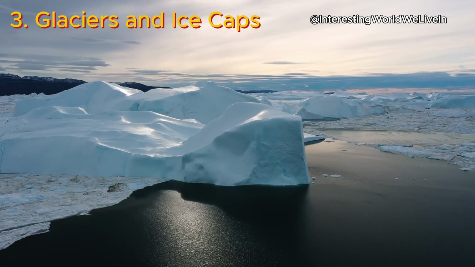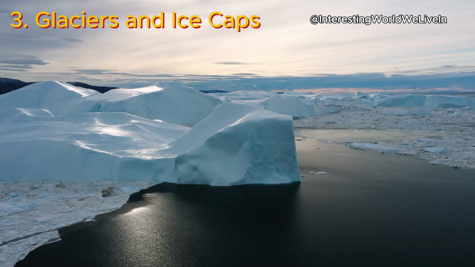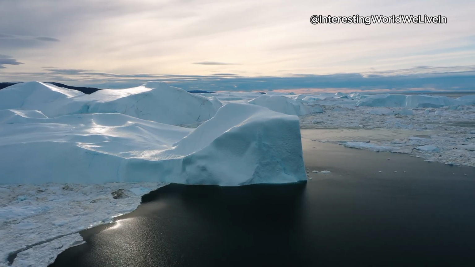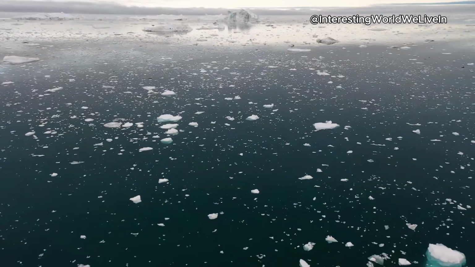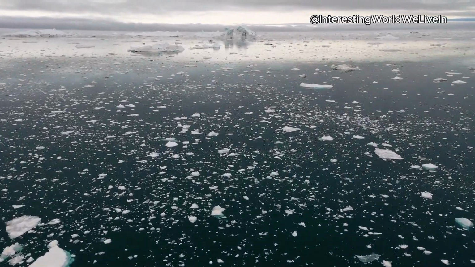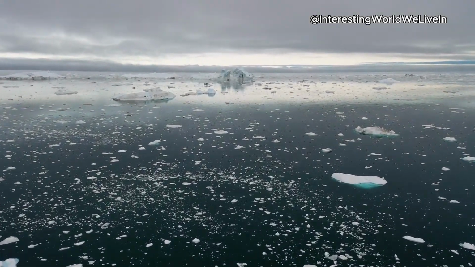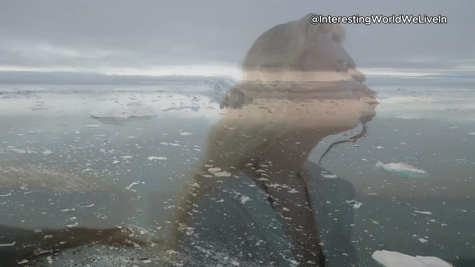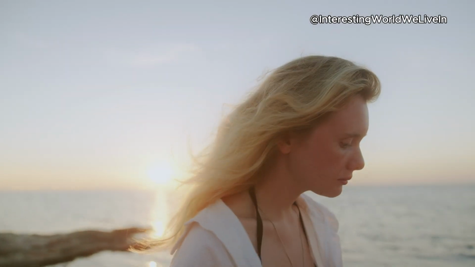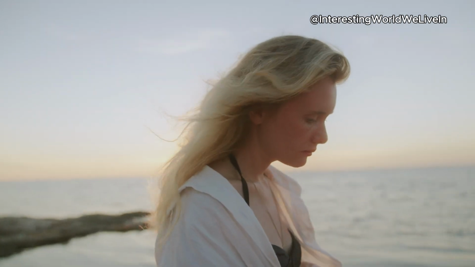3. Glaciers and ice caps. Glaciers and ice caps hold the majority of the planet's freshwater. As they melt due to climate change, they release fresh water into the oceans, affecting sea levels and ecosystems. This melting is both a critical source of fresh water and a concerning sign of our changing climate. Glaciers are like nature's snow globes, but we're all starting to realize they're melting way too fast for comfort.